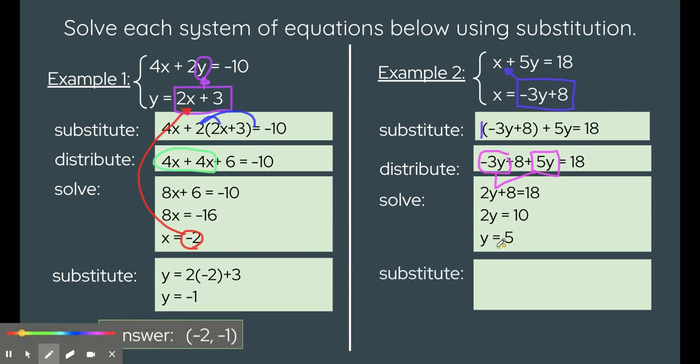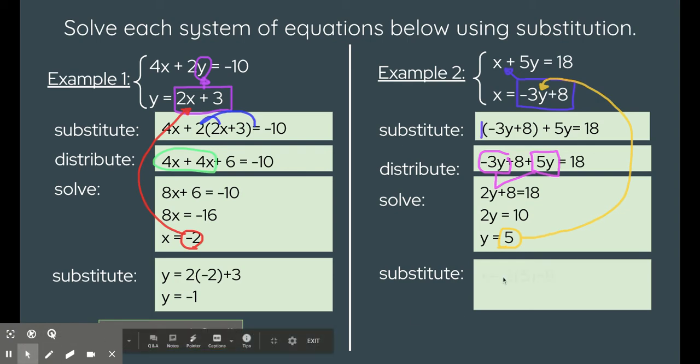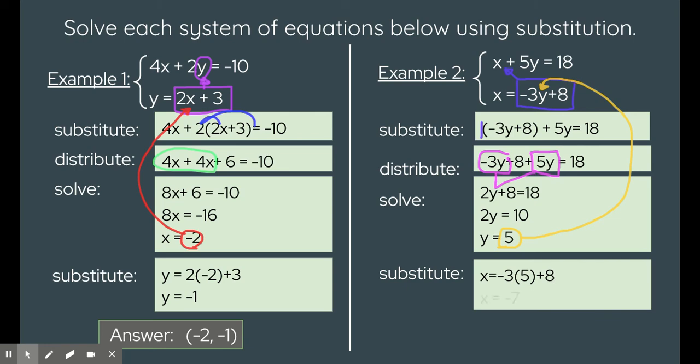Okay, so I want to plug in 5 for y in this part up here that I had circled up above. So x is going to be negative 3 times 5 plus 8, because y should be 5, like this. So that y is just getting replaced in parentheses with 5. And then negative 3 times 5 is negative 15. And negative 15 plus 8, use a calculator if you need to, is negative 7.